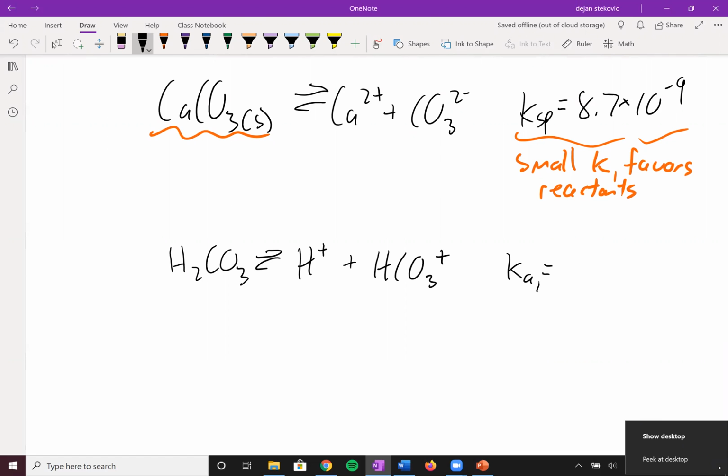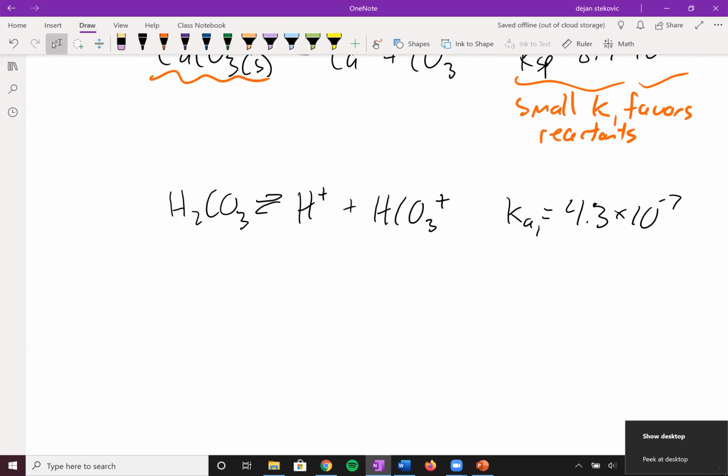This Ka1 here is equal to 4.3 times 10 to the negative 7. So it's a weak acid. But it's also a diprotic acid. You see, we still have an H left over, so it can actually donate another proton.